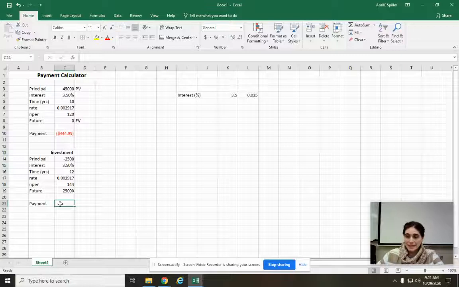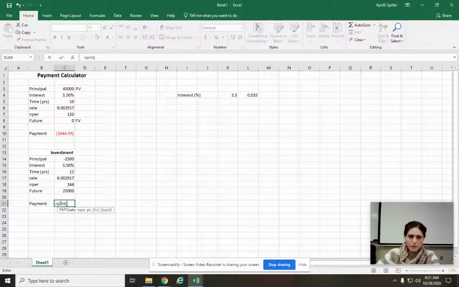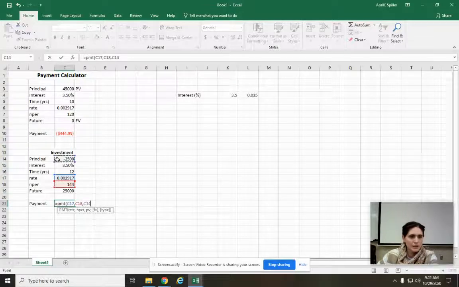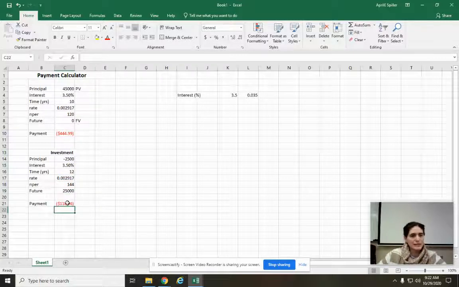Okay, so now I'm going to use the exact same formula. I'm going to go equals PMT, open parentheses. It wants my rate first, so I click on that, comma. Then it wants my number of periods, comma, what I start with, and what I want to end with. Close parentheses. Okay, so this is saying that if I want to go from $2,500 to $25,000 over 12 years, I need to put in $118.66 a month. So every month I'm going to pay $118, and then in 12 years I'll have my $25,000. That way I could use it as a down payment for a house or whatever I want to do. So, okay, that's the basic payment calculator.